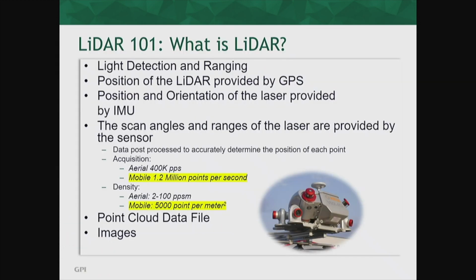So I'll go through this really quickly. LiDAR, light detection and ranging, right? Basically, it's a sensing technology. There's a sensor. It sends a beam of light out. It hits something and reflects back. We know the angle to send it out at, and we know the speed of light, so we can establish a position there.